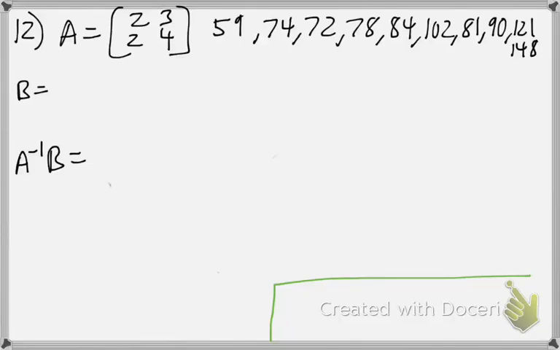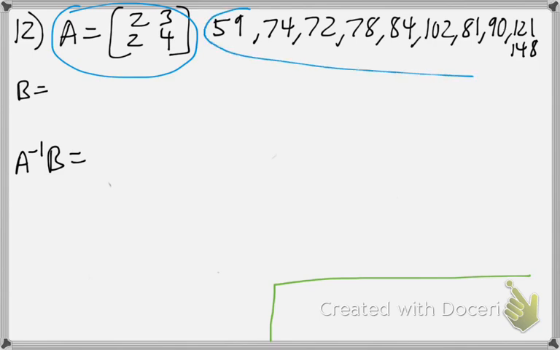Question number 12 asks us to decode the following messages. So these are secret message problems. They're kind of cool. So this matrix A has been used to encrypt a secret message, and this is the secret message. And this process of using matrices was state-of-the-art for cryptography in the late 1920s and the early 1930s. So this was actually how they sent some secret messages.